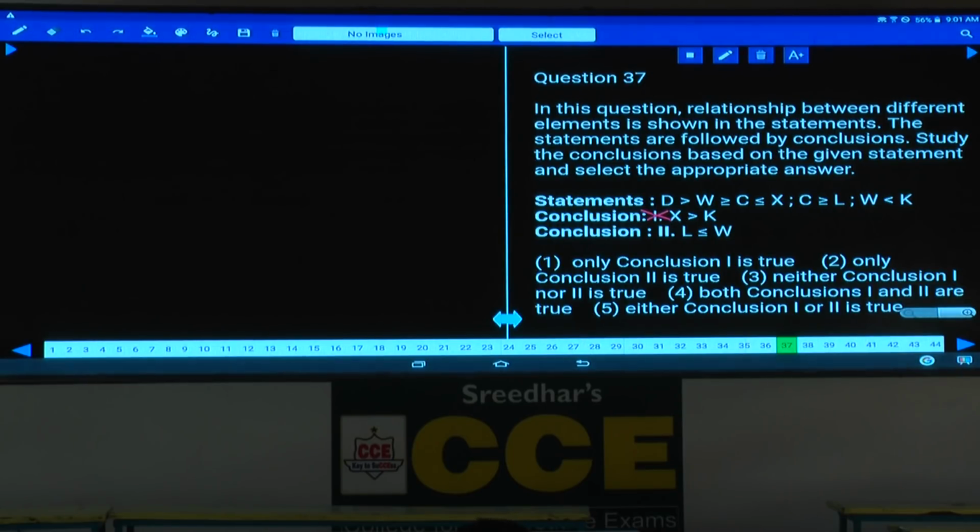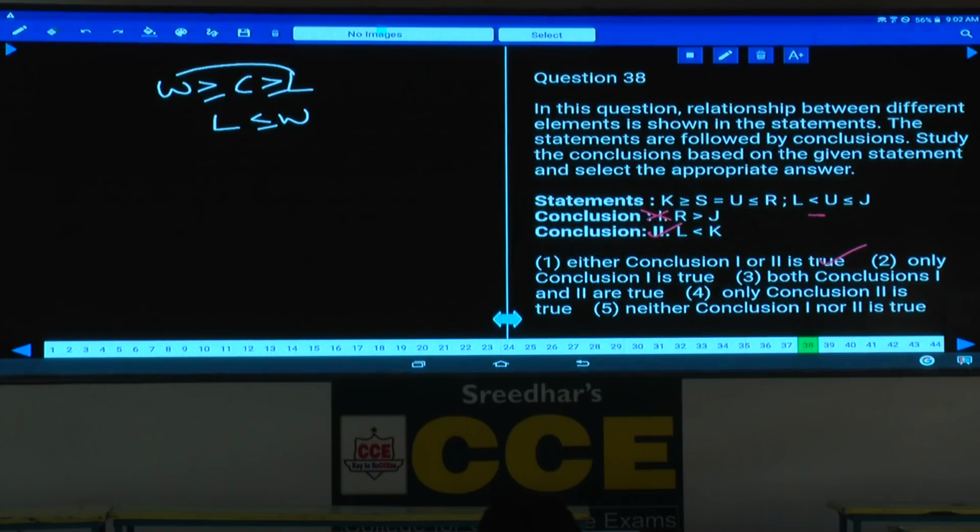Then coming to the second one, L and W. What is the element which is common here? C is common. And W greater than or equals to C, greater than or equals to L. Then what is your answer here? W greater than or equals to L is true, which implies that L is lesser than or equals to W. That is 2. And so only conclusion 2 follows, that is choice 2. 37, choice 2. Then coming to 38.